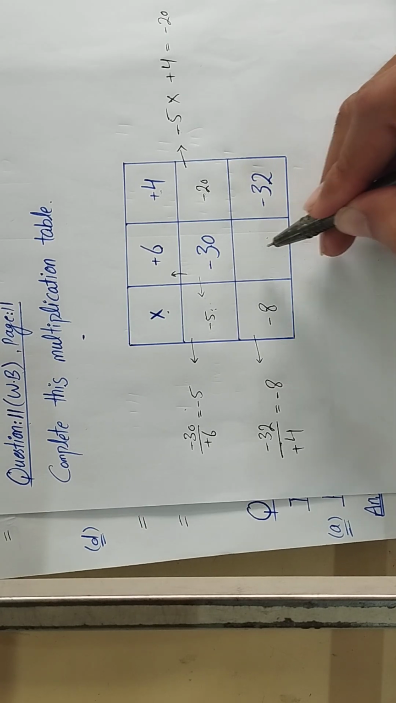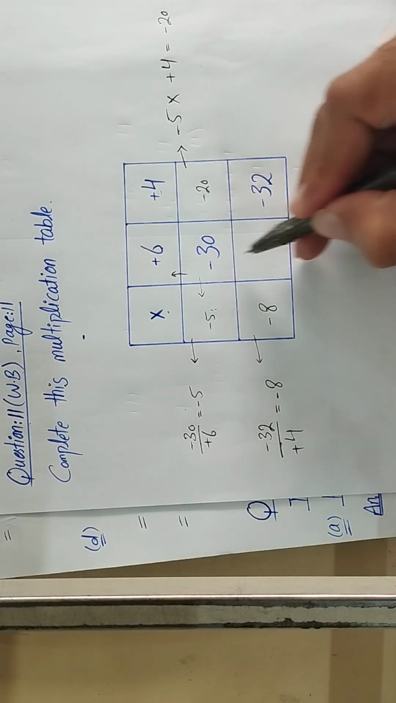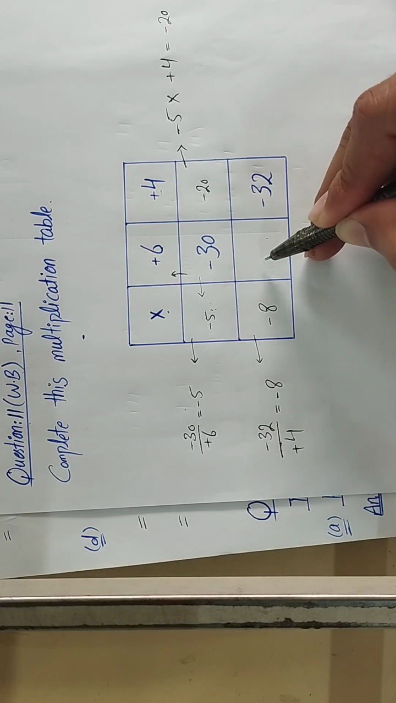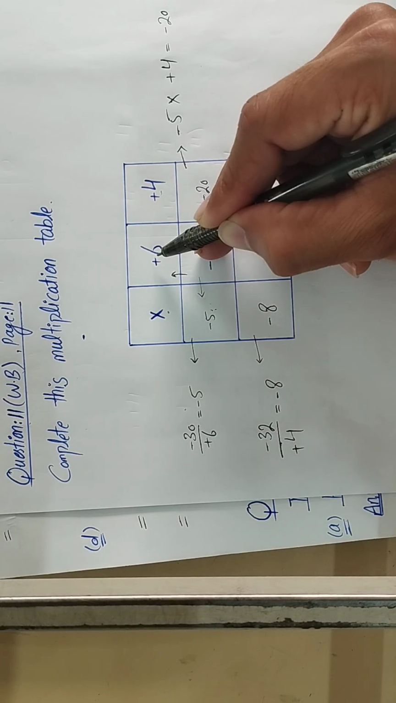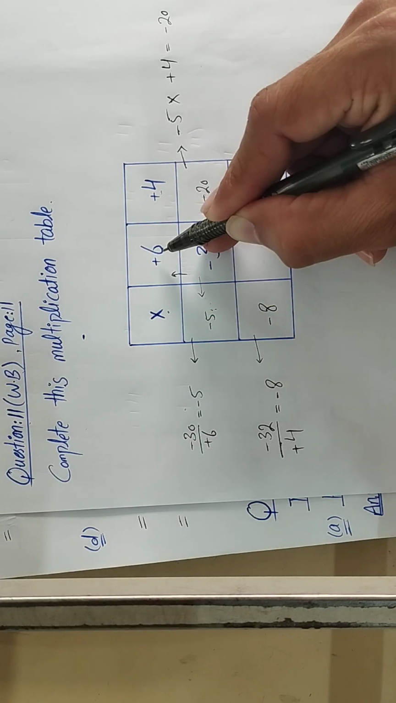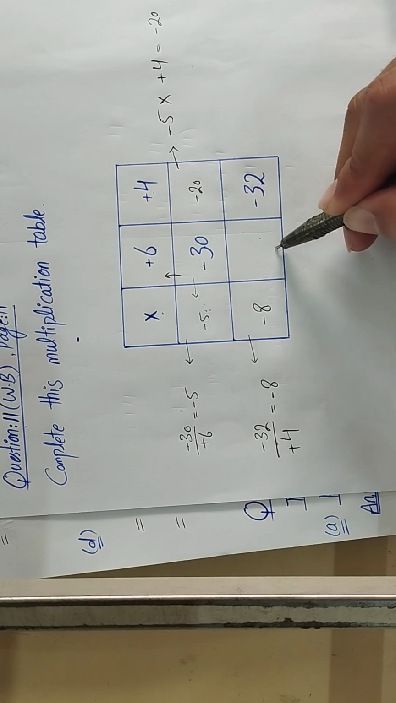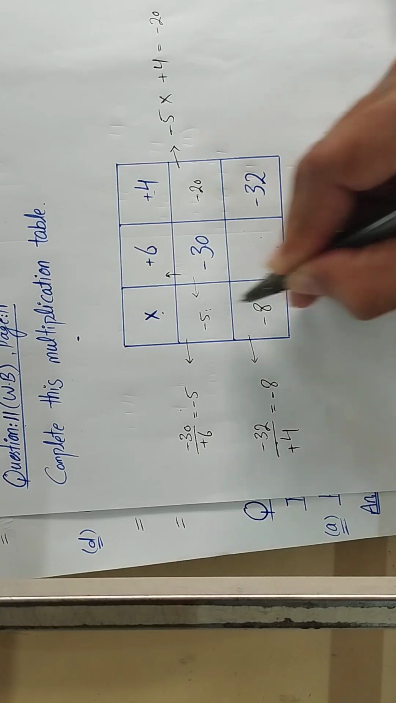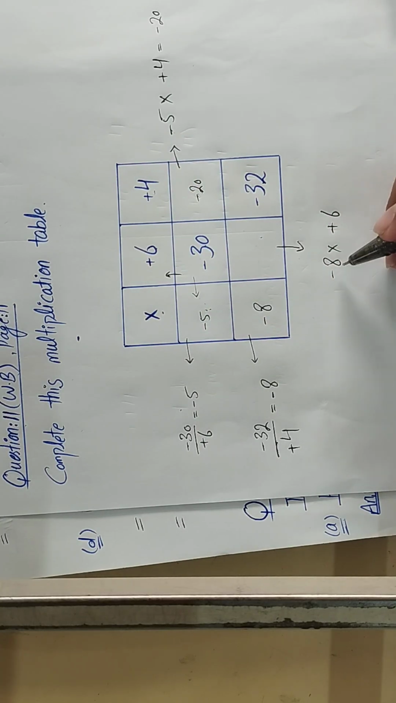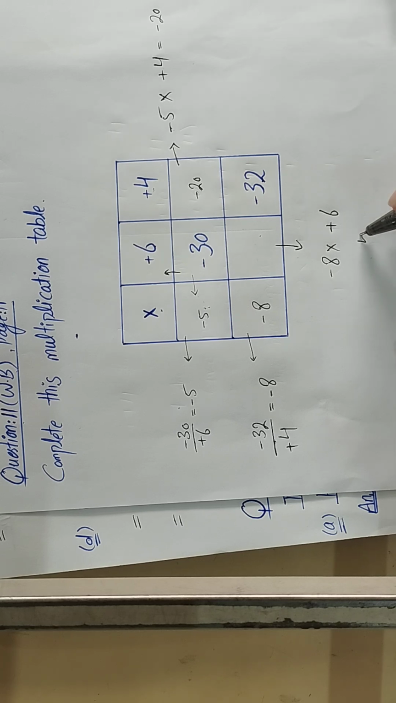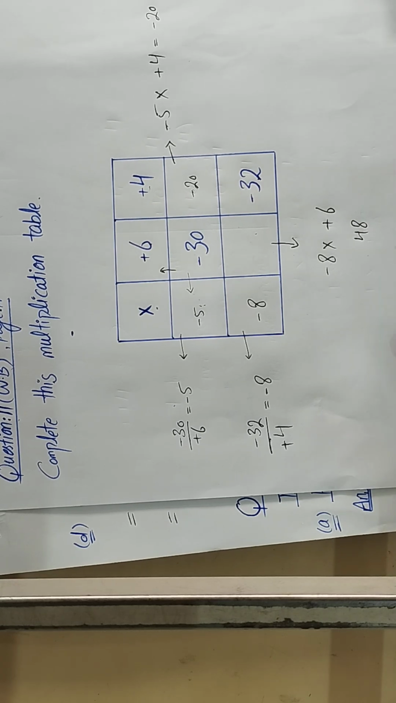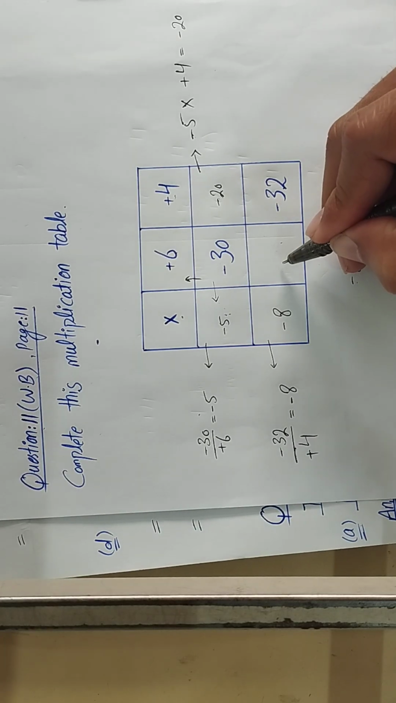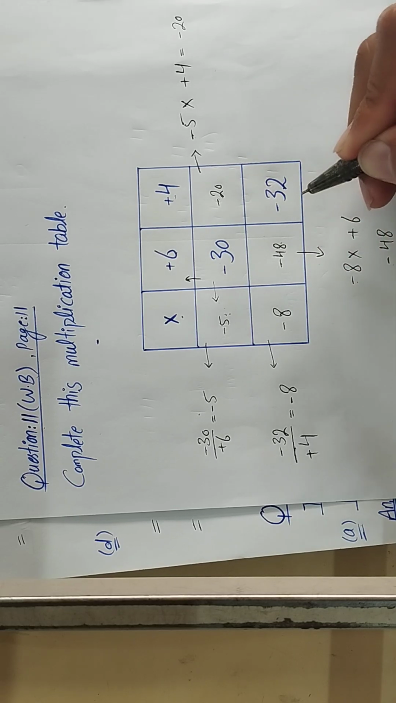Now let's find this last number. How to find this number? See the top number and the left number of this box. The top number is plus 6, left number is minus 8. So it means when we multiply minus 8 with plus 6, we can get this number. So the working should be minus 8 multiply by plus 6. If we read the table of 8, 8 6s are 48, and minus multiply plus is minus. So this number is minus 48.